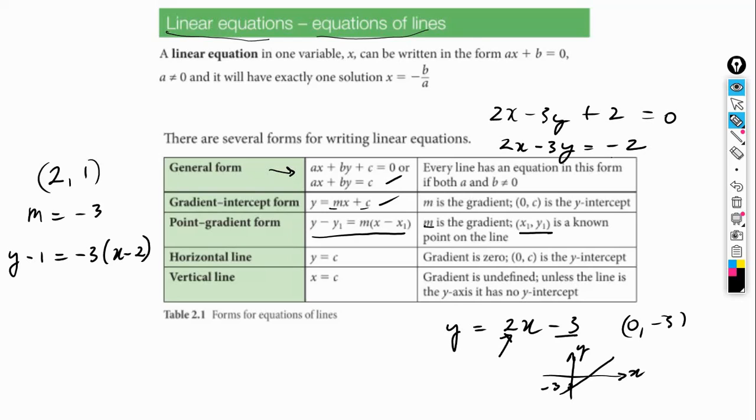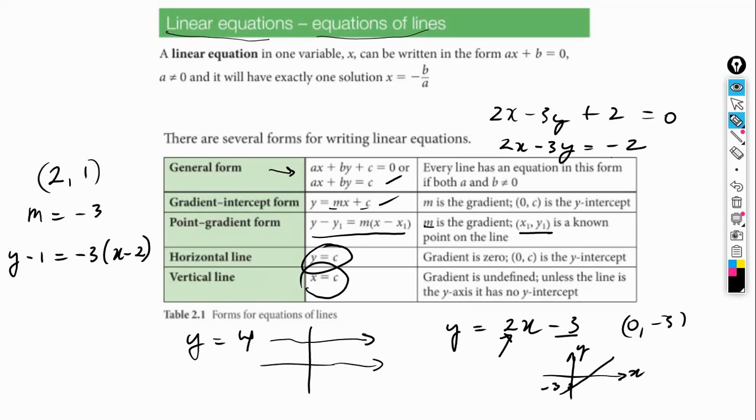Then we have the last two cases. You have the case where y equals c, where there is no gradient or it's 0, and c is the y-intercept. And then you have the vertical line where you have x equals c with undefined gradient. So what does this mean? Well, if you have an example, y equals 4, then the graph of that would be a horizontal line that goes through y equals 4.